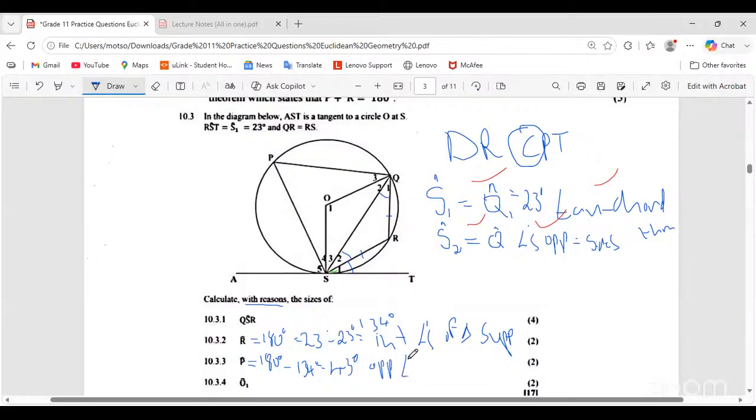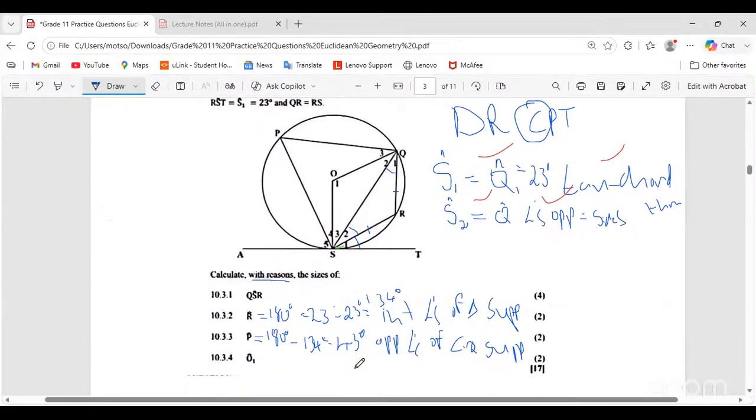Opposite angles of a cyclic quad are supplementary. Just like that. Okay, we go to the next one.